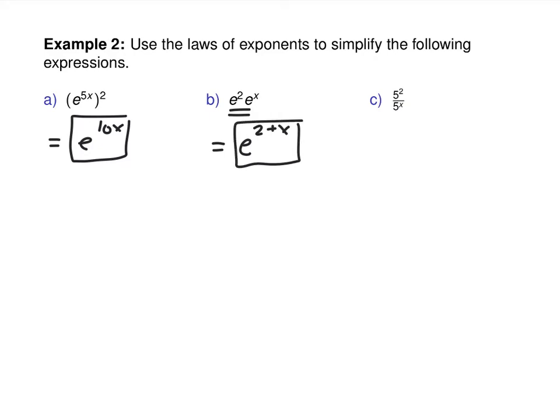And how about this one? Subtract 5 to the 2 minus x. Does that make sense? So those rules apply to other weird stuff.